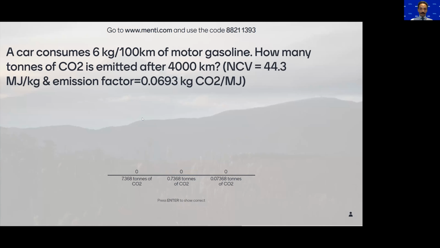You can cast your votes in. I'll give a little bit more time this time since there's some calculation involved. So take your time, take your pen and pencil. We have the consumption of the car. We know how long the trip has been, and then we have the calorific value and the emission factor. And we want to know how many tons of CO2 have been emitted.